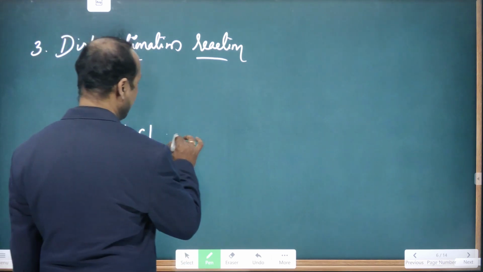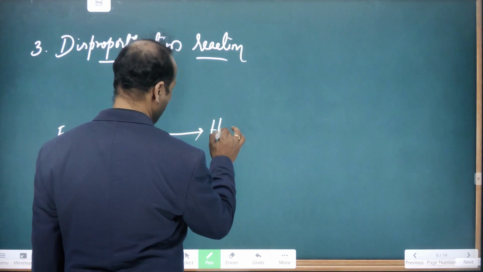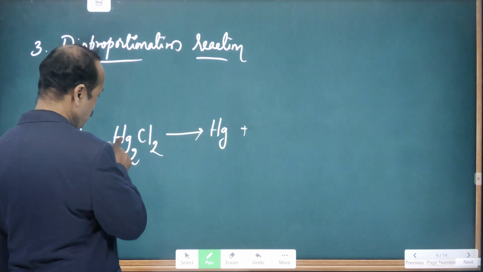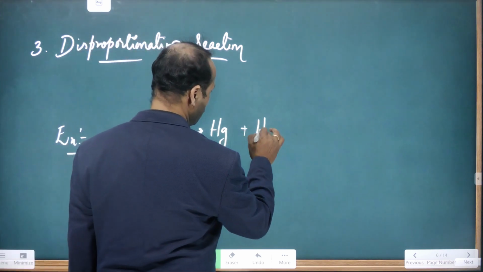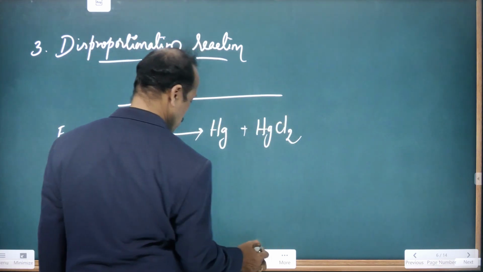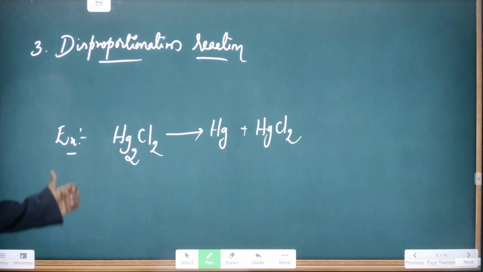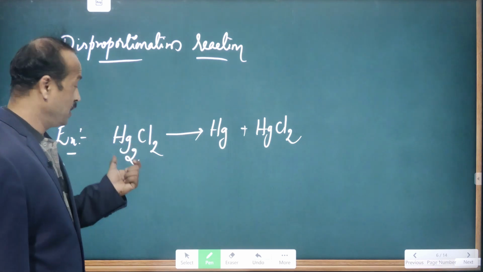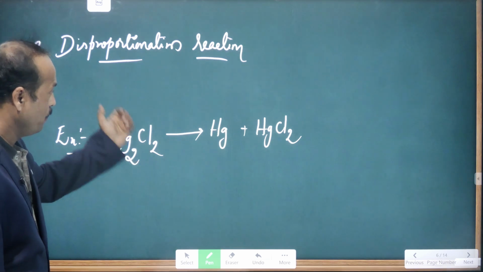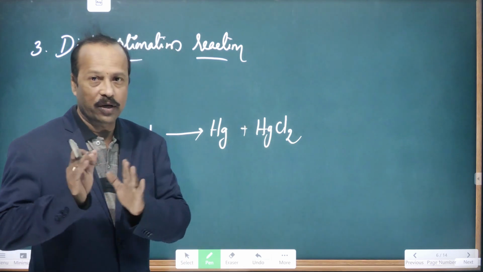Okay. On heating, it decomposes, meaning it splits. Out of two Hgs, one Hg has come here, and one Hg is left. That one Hg reacts with the chlorine to form mercury chloride. Okay. So this is the reaction. Hg2Cl2, Hg is mercury. So mercury chloride, Hg2Cl2, decomposes into mercury and mercury chloride.